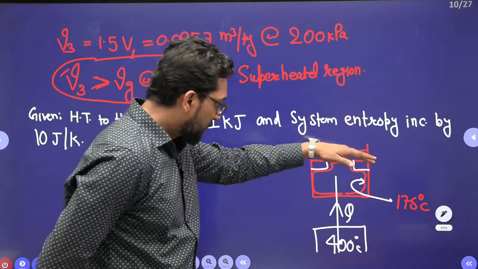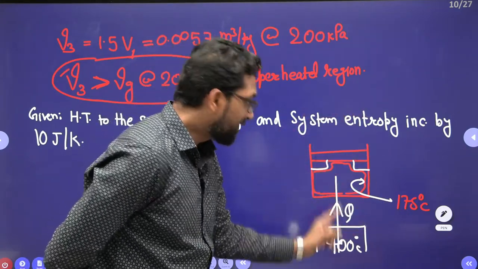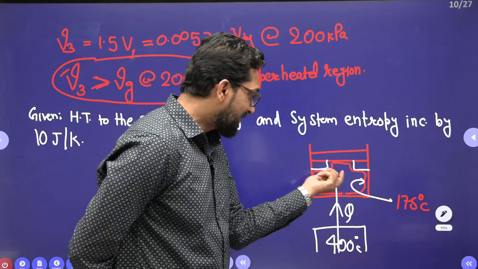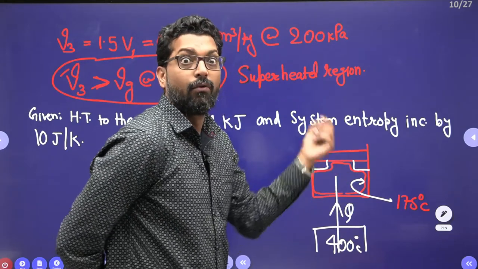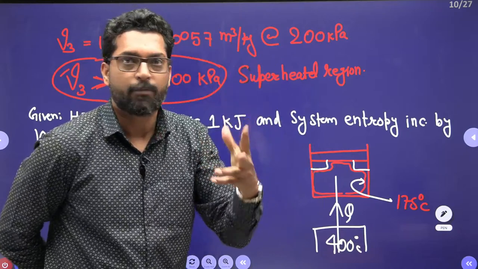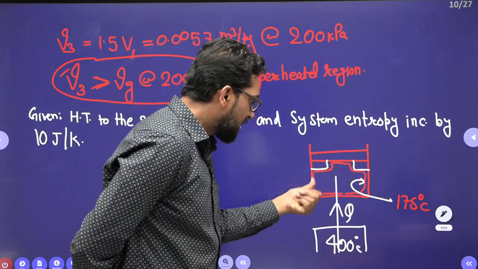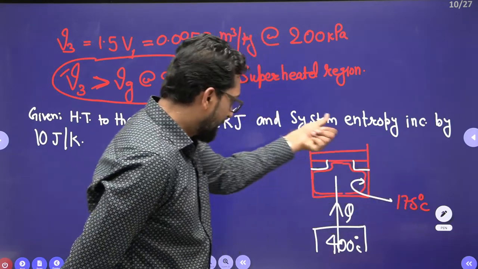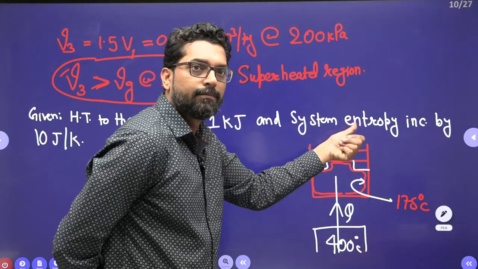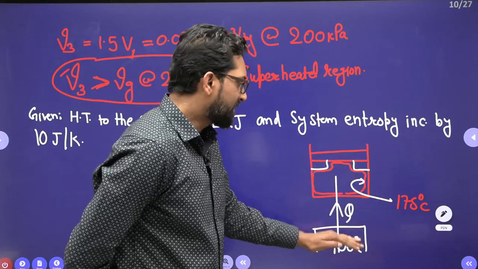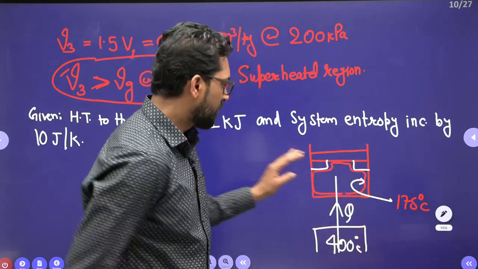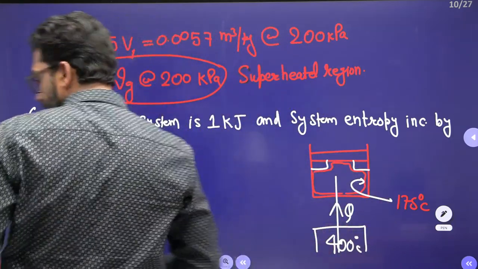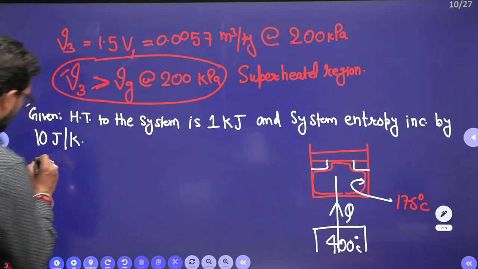If you consider system plus surrounding, always take surrounding temperature, not system boundary temperature. Very important, I am telling you, a very subtle concept is there. If we consider this as a system, we take heat divided by this one. But if you take this as an isolated system, that means system plus surrounding, always take the temperature of the surrounding. So beta, entropy balance, what is the entropy balance?